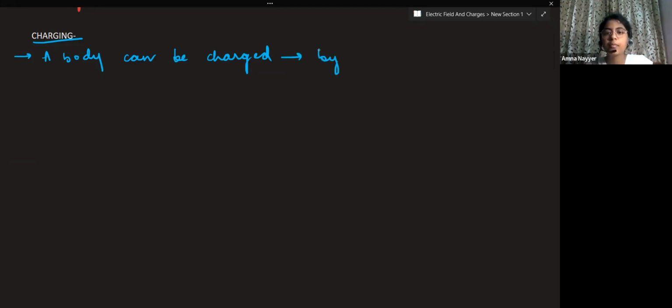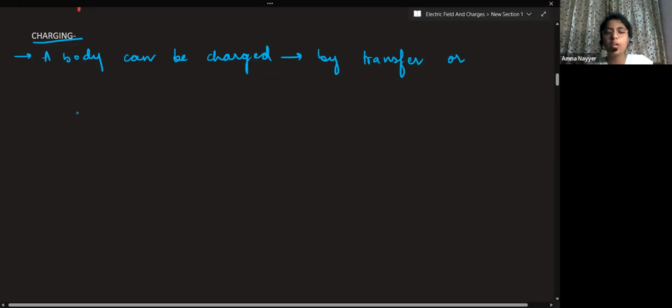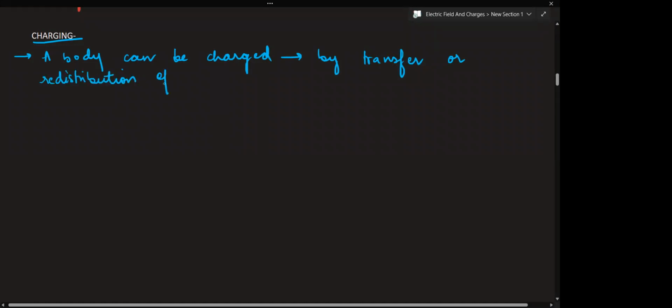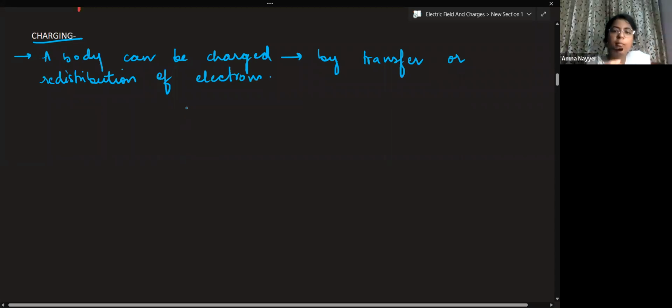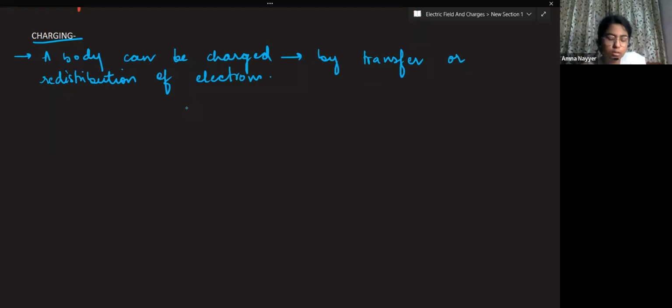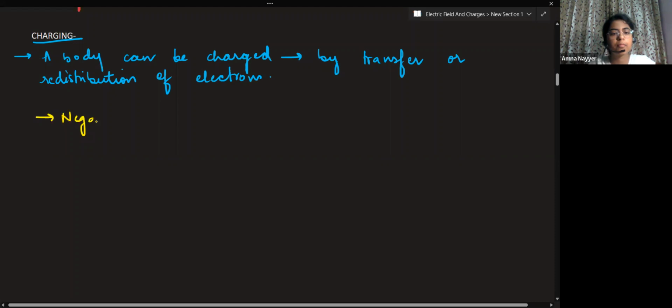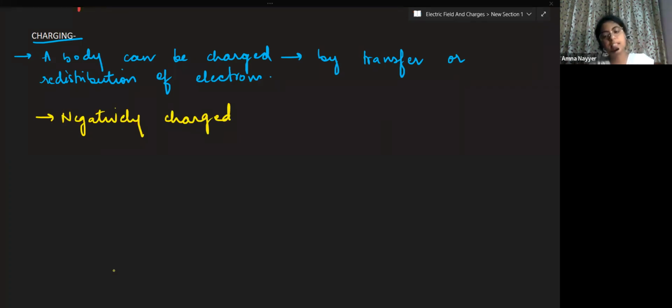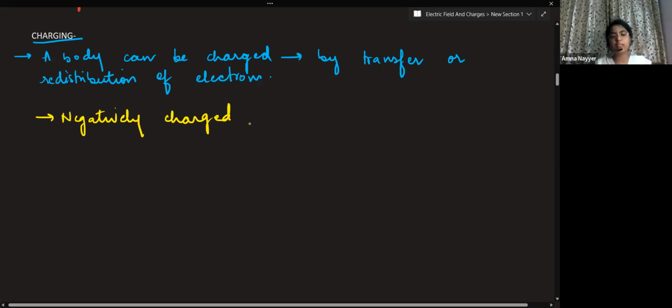So this occurs by transfer or redistribution of electrons. If I say a body is negatively charged, this means the body has gained electrons. Whenever we say negatively charged body, you have to remember two things. One is that it gains electrons.